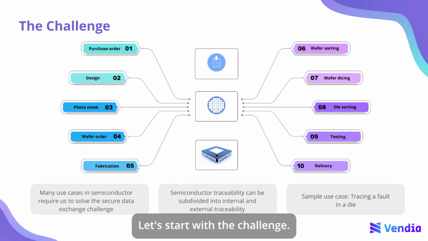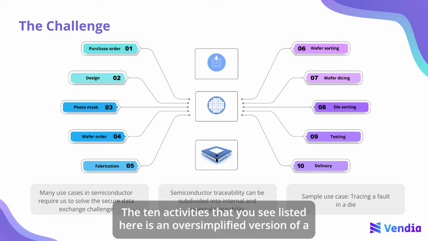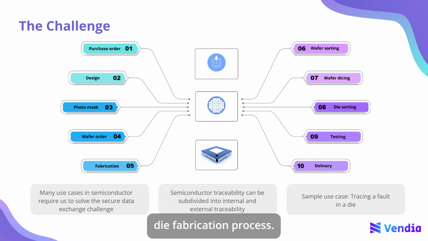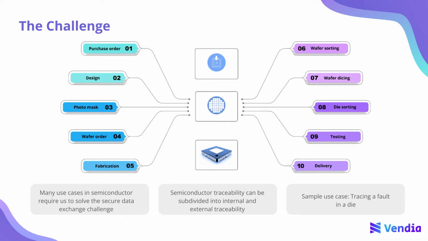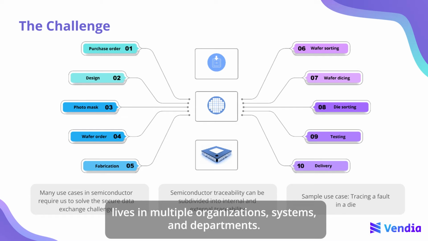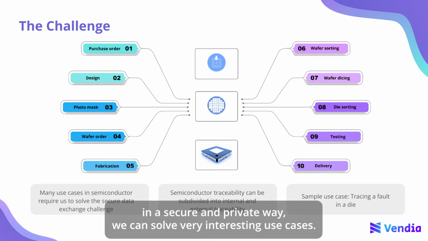Let's start with the challenge. Semiconductor manufacturing is a very complex process. The 10 activities that you see listed here is an oversimplified version of a die fabrication process. The data generated in these 10 steps lives in multiple organizations, systems, and departments. If we can figure out a way to bring this data together in one place in a secure and private way, we can solve very interesting use cases.